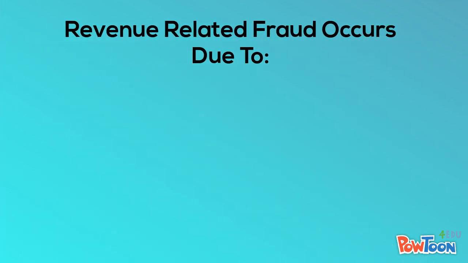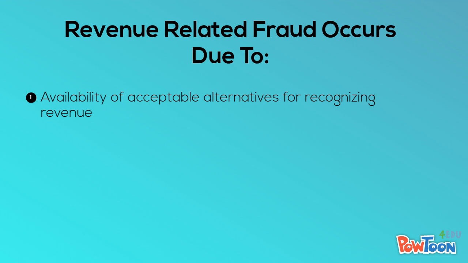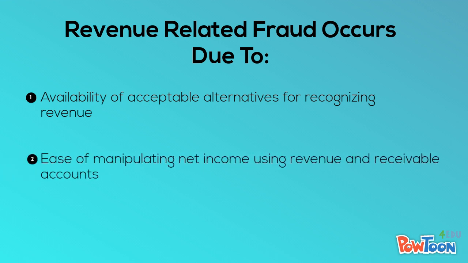Revenue-related fraud occurs due to 1. The availability of acceptable alternatives for recognizing revenue, and 2. The ease of manipulating net income using revenue and receivable accounts. According to a study done by the Committee of Sponsoring Organizations, recording fictitious revenues was the most common way to manipulate revenue accounts, and recording revenues prematurely was the second most common way.